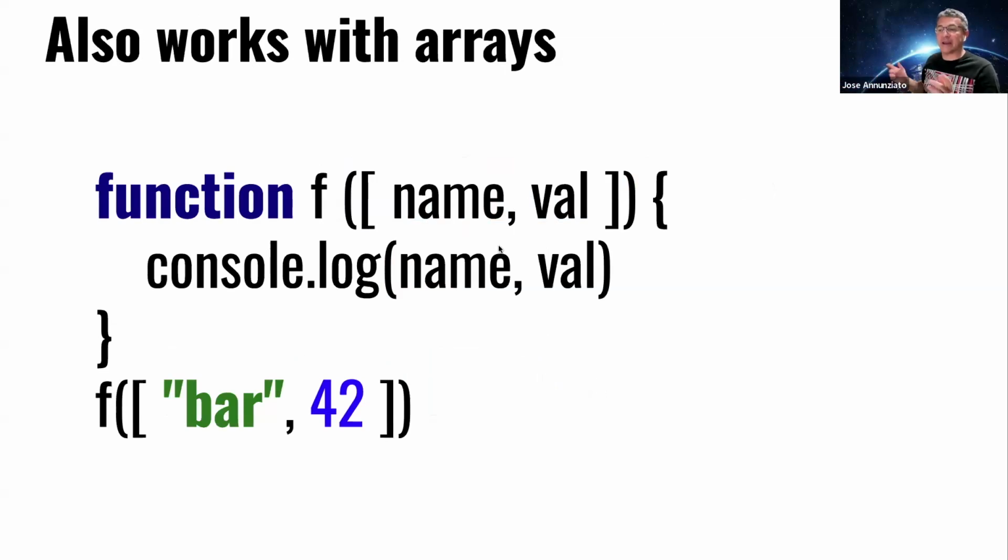It also works with arrays, although in arrays, the order does matter. So name and value here are getting the values of bar and 42 in that order, because name is in position 0 and gets the value of parameter position 0, bar, and then value gets the value of 42. So if I flip it around, it would not work.